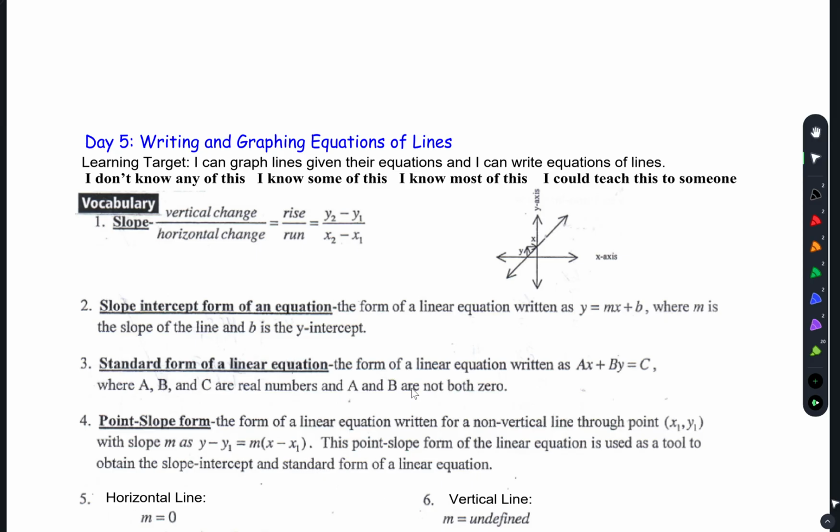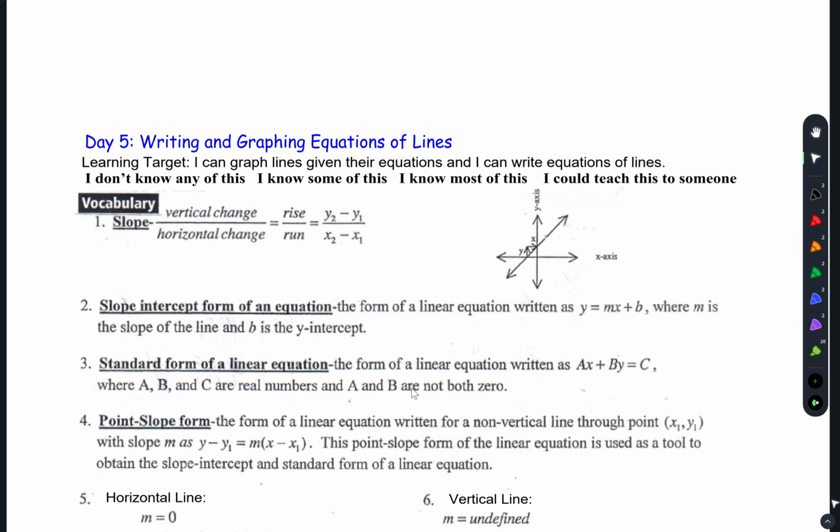Number 1, we're going to start off with is slope. When I talk about the slope of a line, it refers to the ratio of its vertical change over its horizontal change. A lot of the times we see this written as rise over run. We've heard that before, yes.